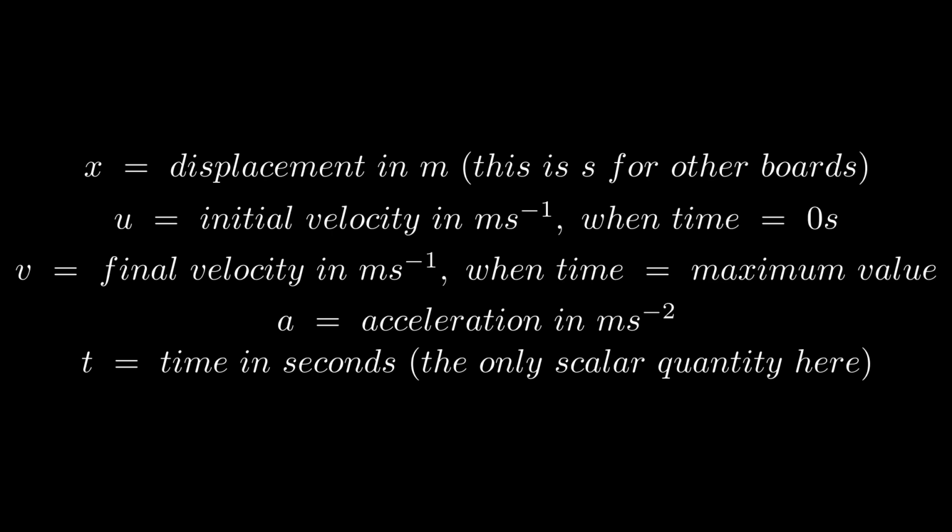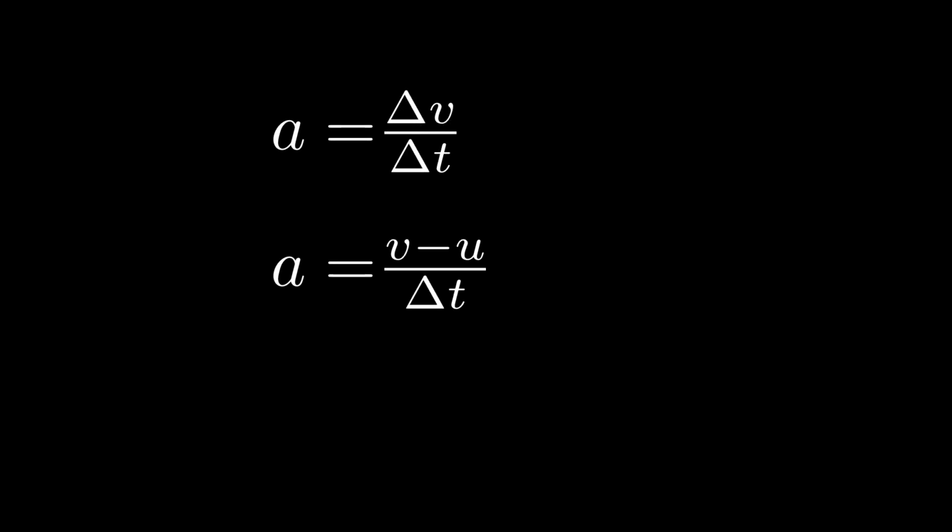On to our derivations. Let's start with our definition for acceleration. Acceleration is the rate of change of velocity, or delta V divided by delta T. Using our new symbols, our initial velocity is U and our final velocity is V, so we can substitute these in for delta V, and with a bit of rearranging we get our first XUVAT equation, labelled here as 1: V equals U plus AT.